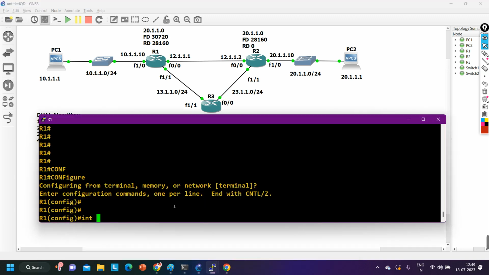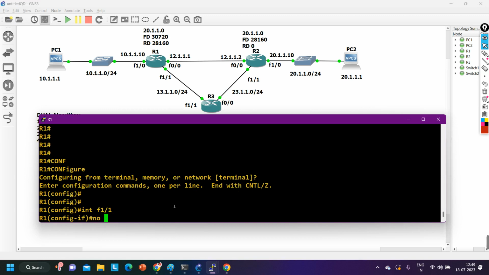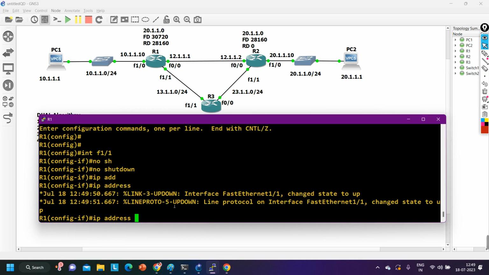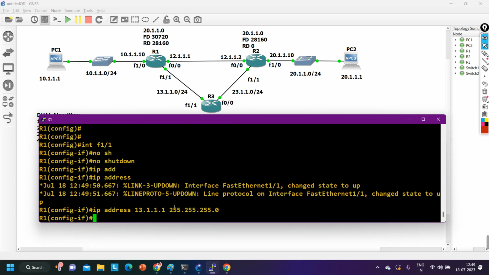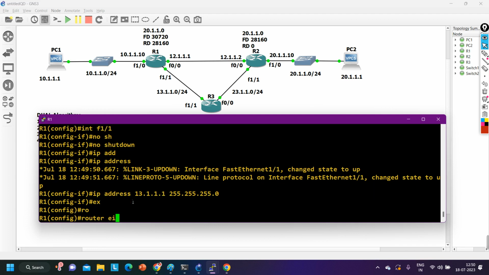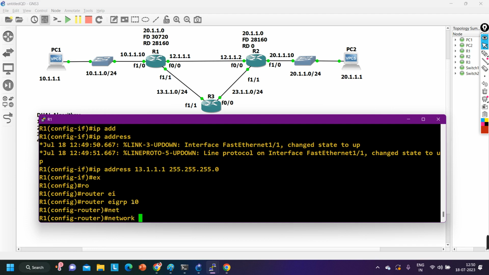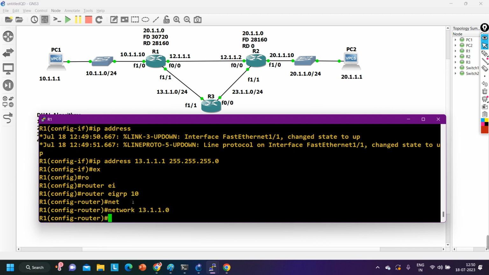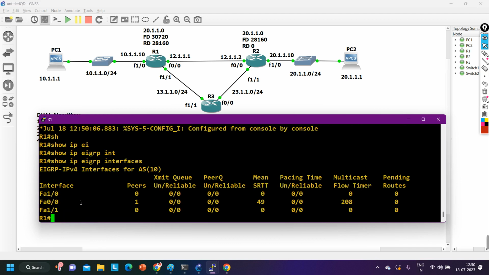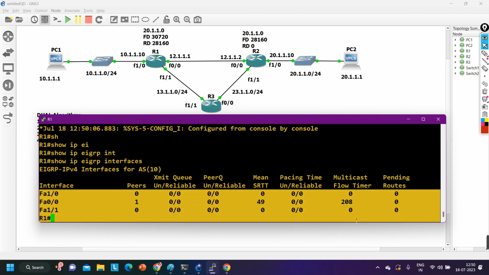So on router number 1, I will run the command interface f1/1, no shut, and IP address. What will be the IP here? 13.1.1.1, 255.255.255.0. I need to enable EIGRP on this interface also. So router EIGRP is number 10 and network 13.1.1.0. Now if you check show IP EIGRP interface, you can see EIGRP is running on three interfaces.